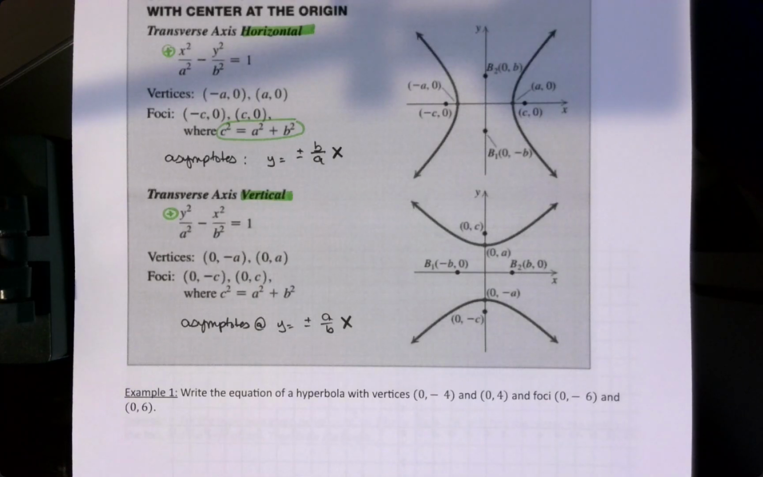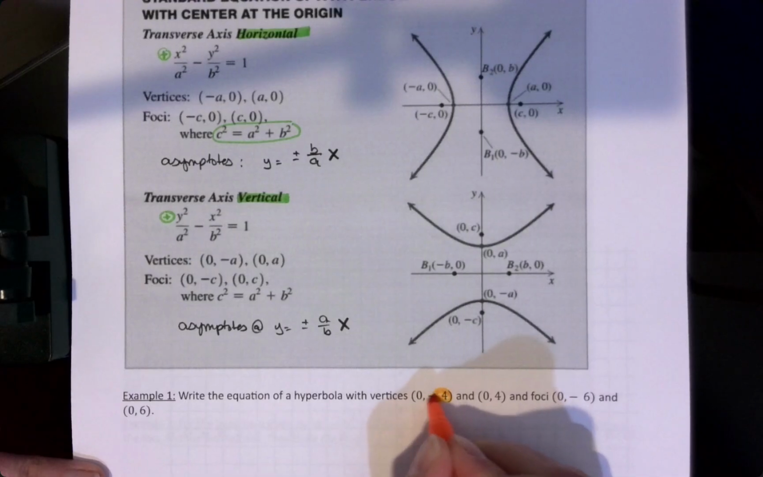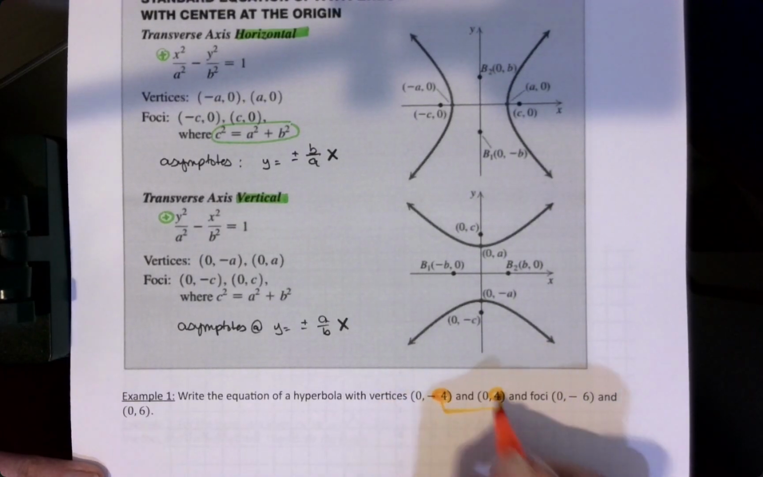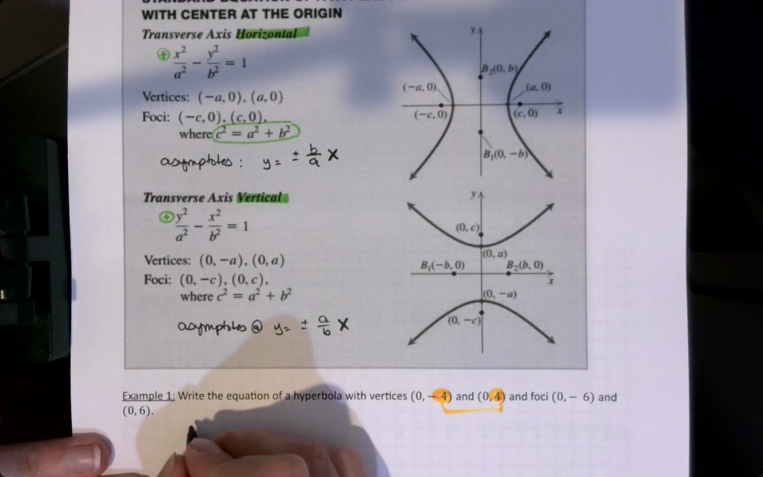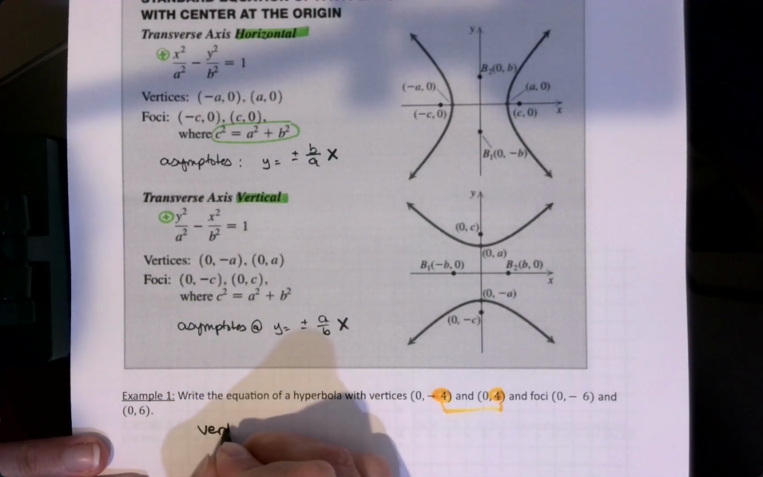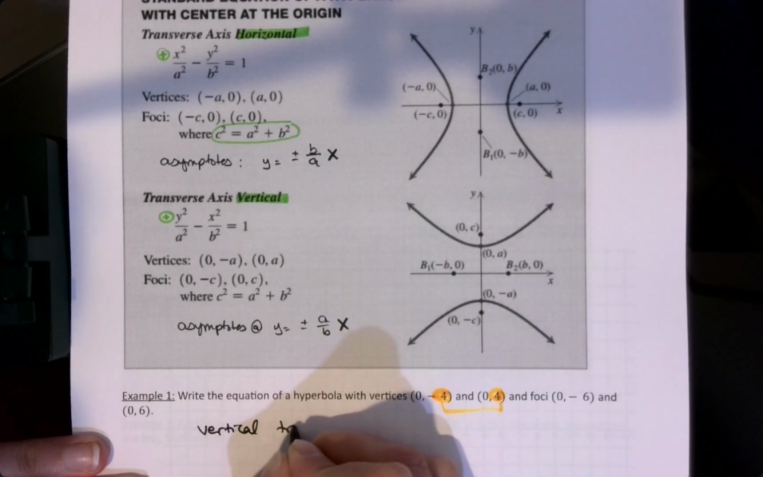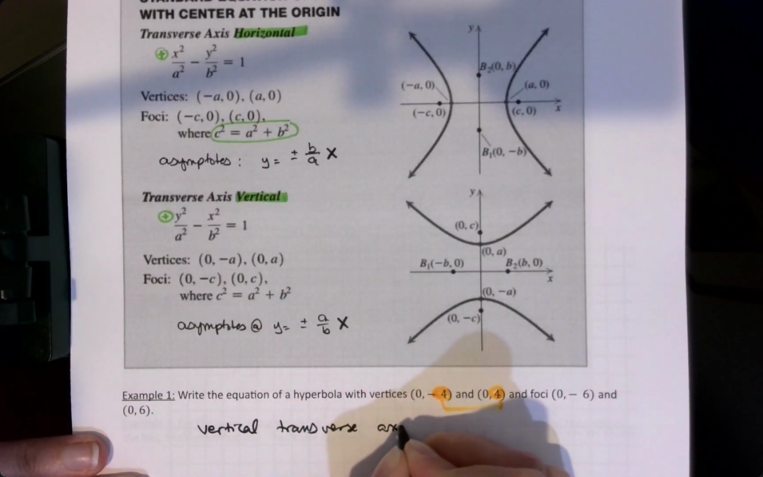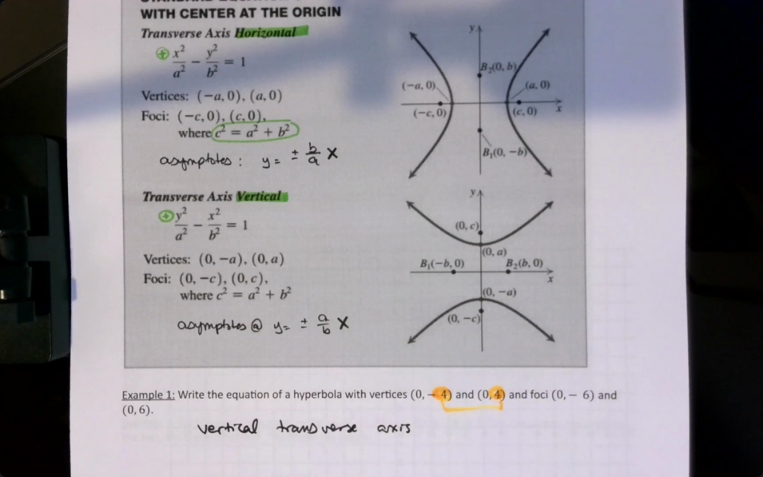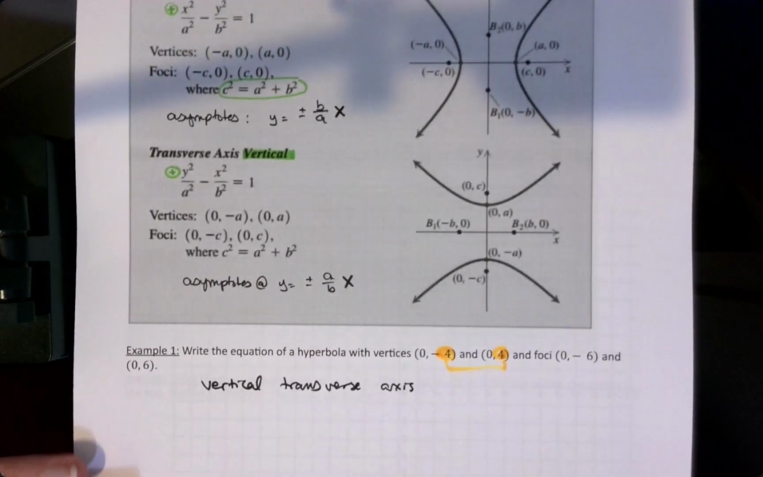Okay? All right. Let's take a look at the first example, where my goal is to write the equation of a hyperbola that has vertices at (0, -4) and (0, 4). That's affecting the y coordinate. So right off the bat, I can tell that I'm going to have a vertical transverse axis, and foci at (0, -6) and (0, 6).